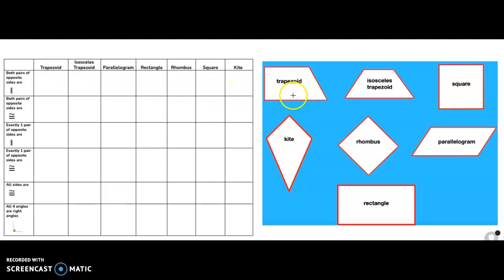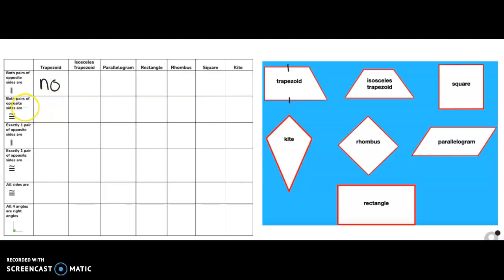This is the trapezoid right here, and the first question is, both pairs of opposite sides are parallel. Well, let's take a look here. I'm going to mark right here, this side here and this side here, they are parallel to each other, but not this side here and not this side here. So to answer this question, both pairs of opposite sides are parallel, I'm going to write in no.